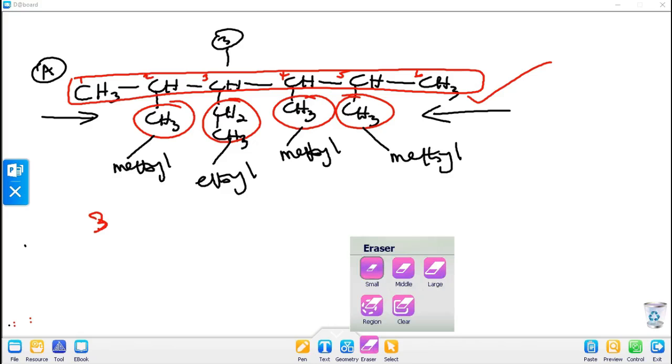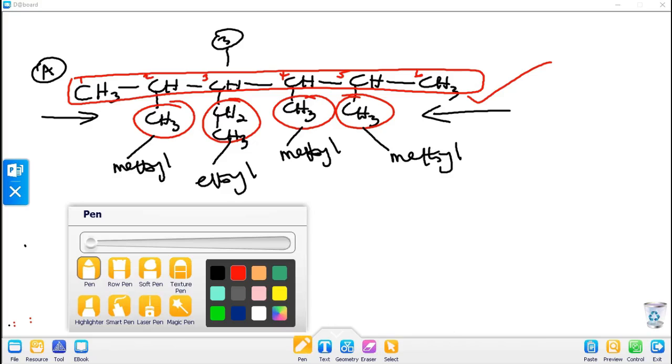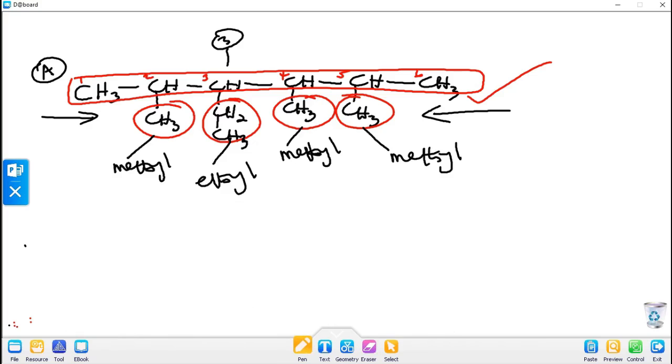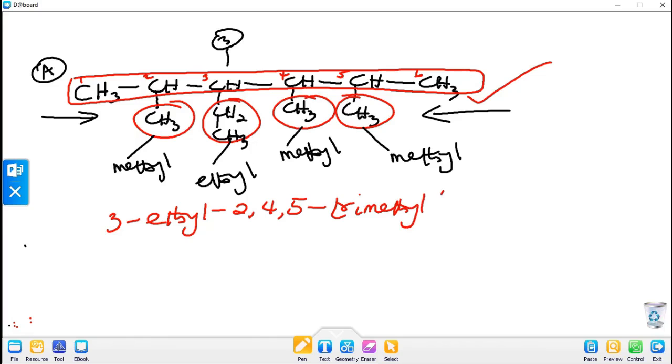Let's pen down this very well. So the compound is going to be 3-ethyl-2,4,5-trimethyl hexane.